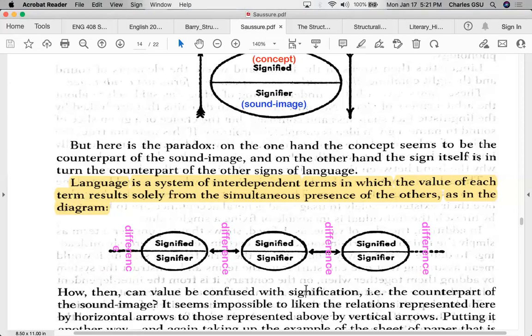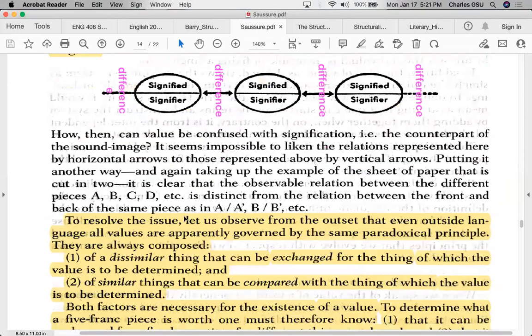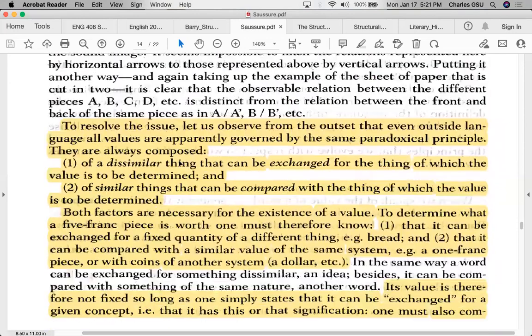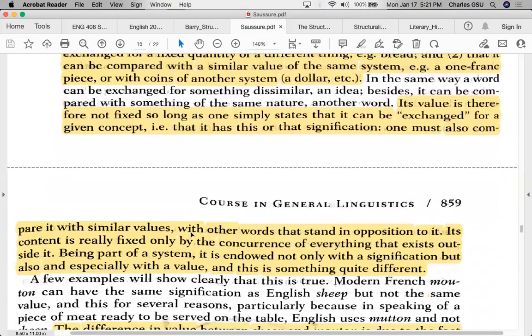When I say sun, we know it's not the moon, unless you're Petruchio trying to gaslight Kate in The Taming of the Shrew. So I hope that is not too difficult to understand, value and signification.